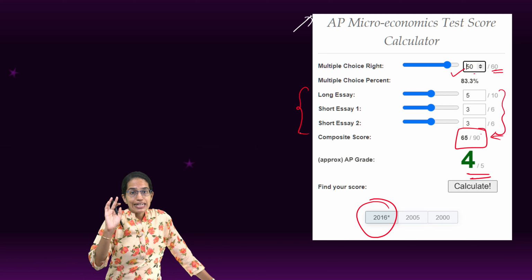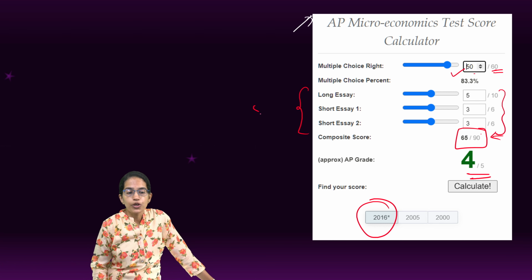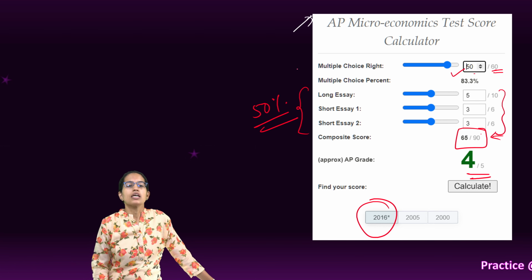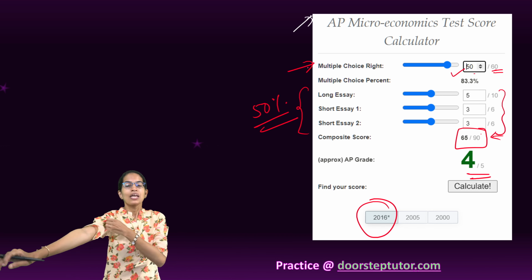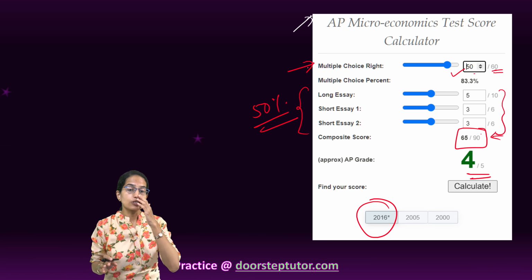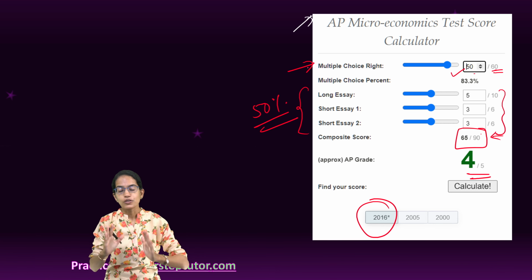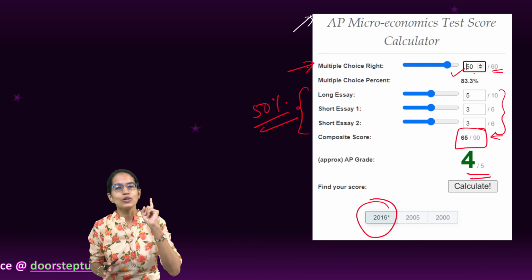Try to have at least 50% for your free response questions, and multiple choice questions should be relatively well sound, and that's how you can actually qualify your micro macroeconomics with a good score.